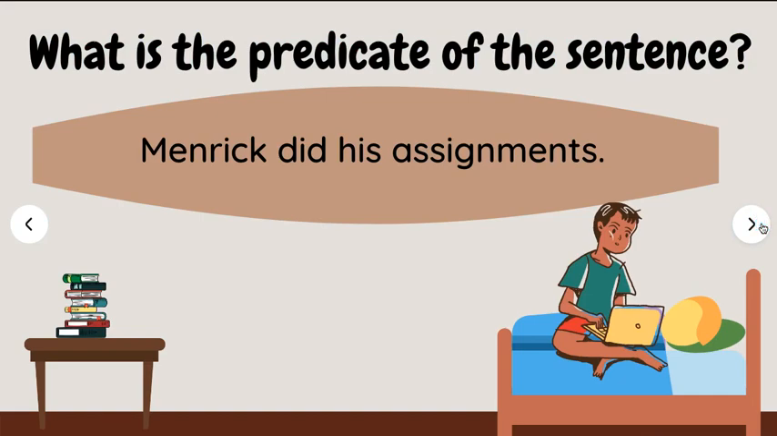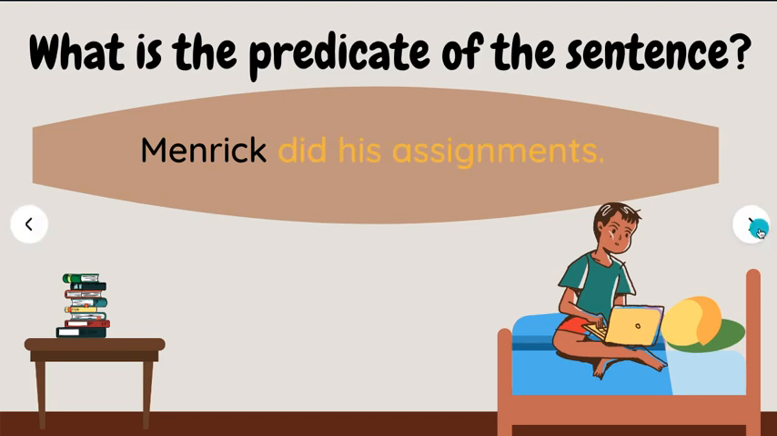Let's look at this sentence. Menrick did his assignments. For me to find out the predicate, I would have to ask myself, what did Menrick do? The predicate is did his assignments.